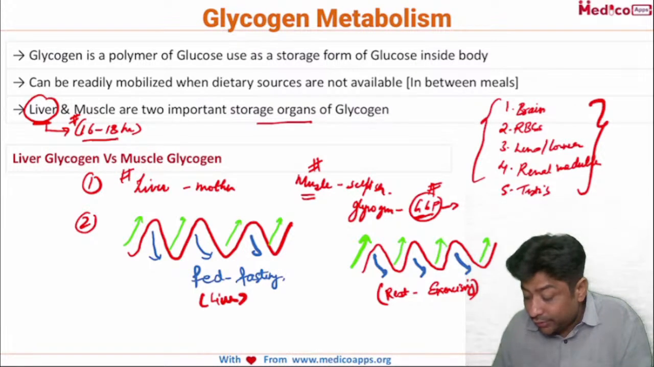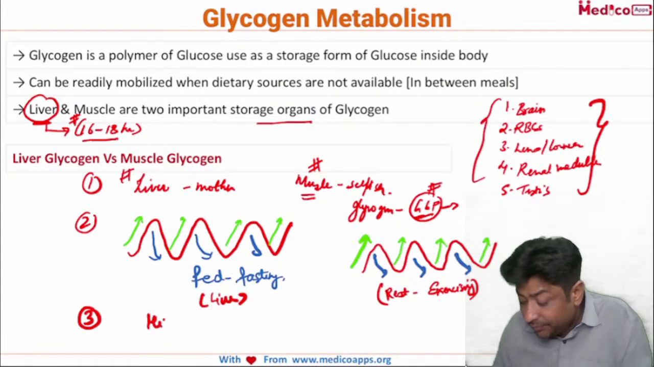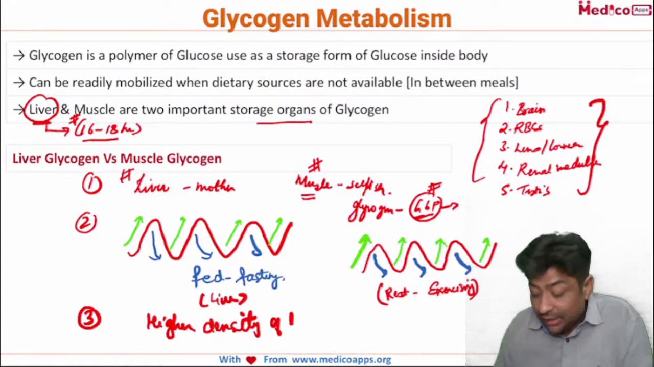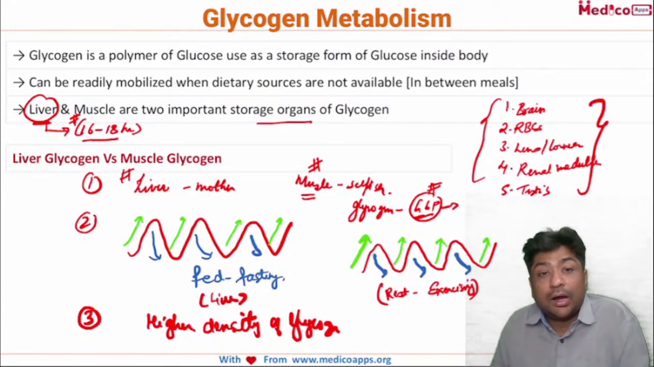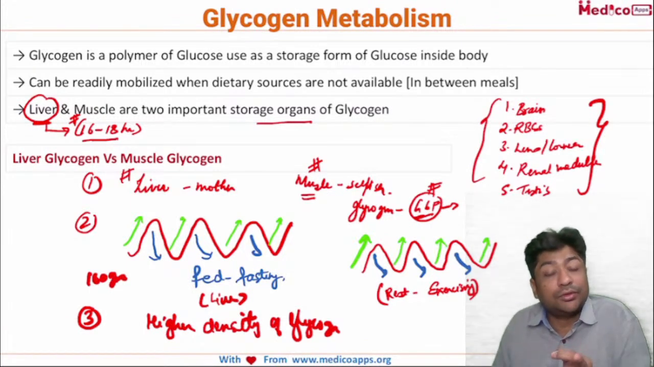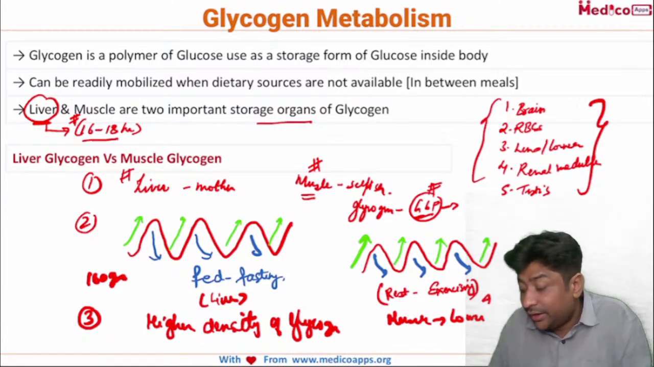And the last difference which you have to remember, the third difference, is liver has higher density of glycogen storage. Typically liver is around 900 to 1000 grams, and around 100 grams of glycogen is stored, which is almost 10% of the weight of liver. Whereas muscle has lower density. In muscle, around 400 grams are stored, which is 1 to 2% of the muscle.